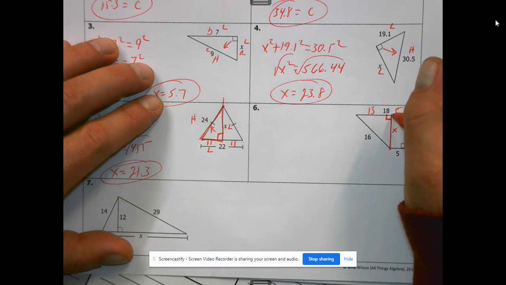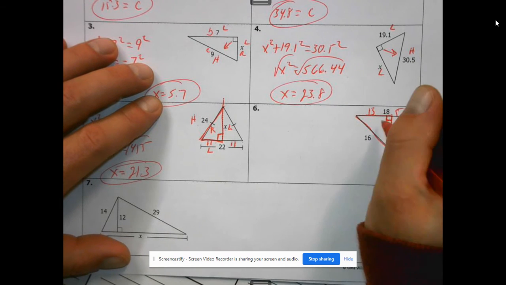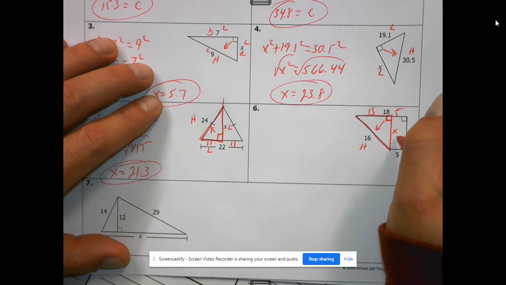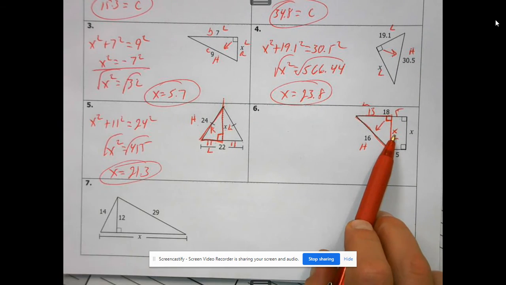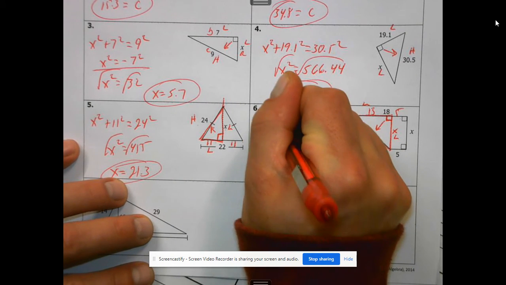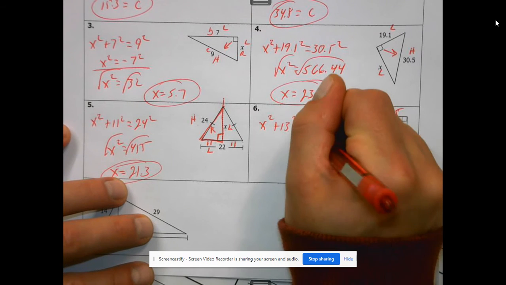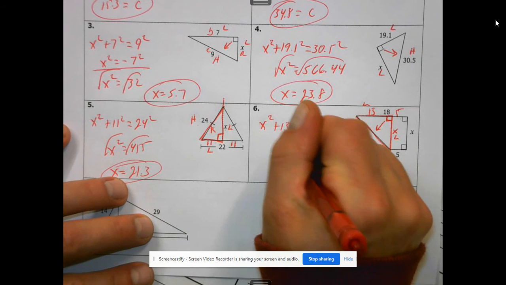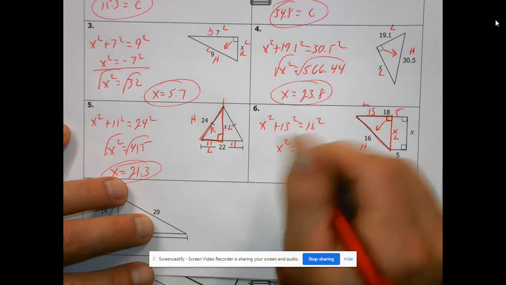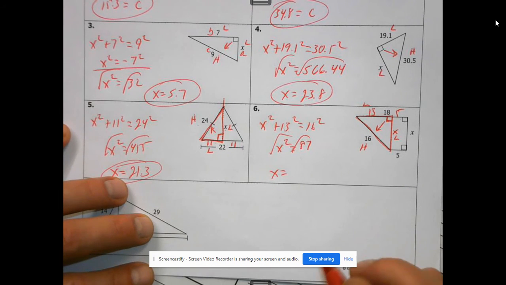So now here is the triangle. This guy right here, the piece across from the 90, is the hypotenuse. Here's a leg. Here's a leg. So you're missing a leg. So just like numbers 5, 4, and 3, the setup is the same. X squared plus 13 squared is 16 squared. Subtract the 13 squared over. That gives me 87. Square root the 87. That comes out to be 9.3.